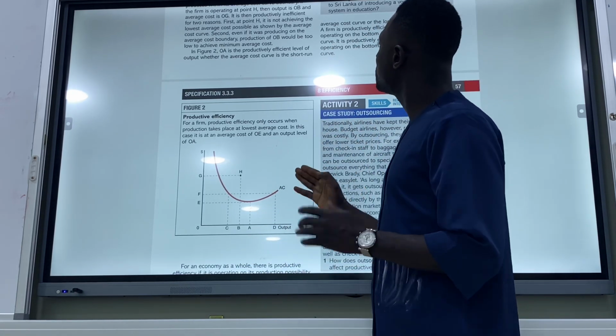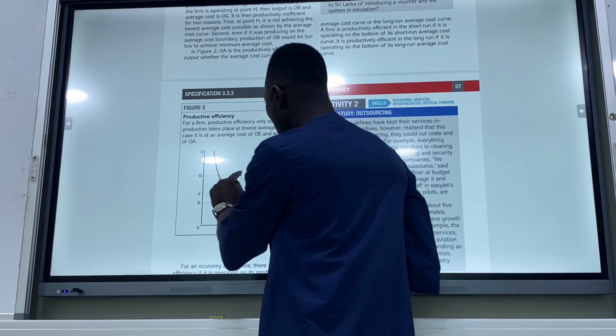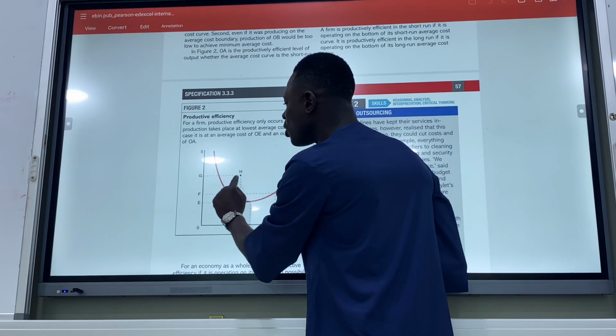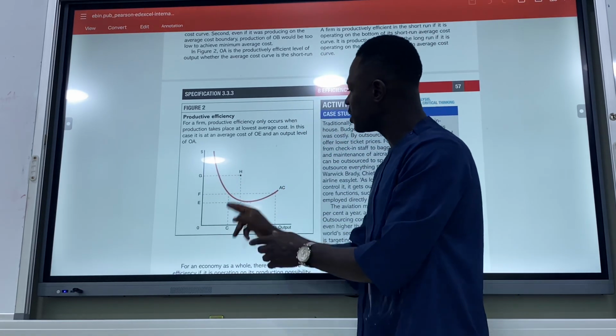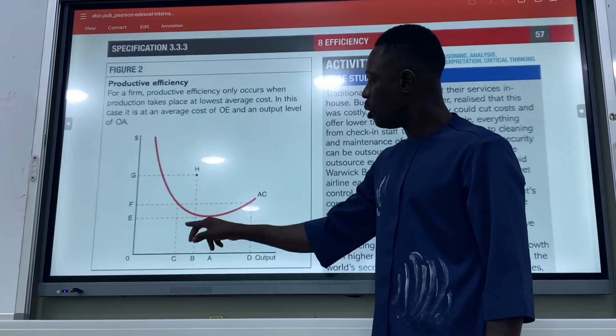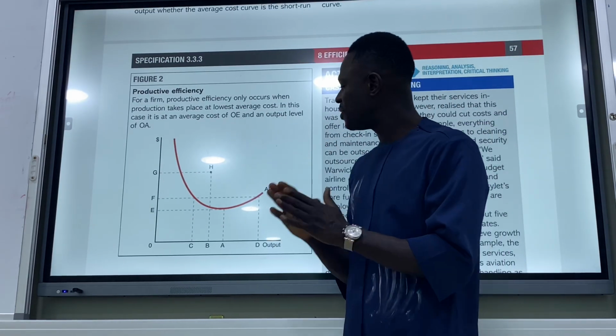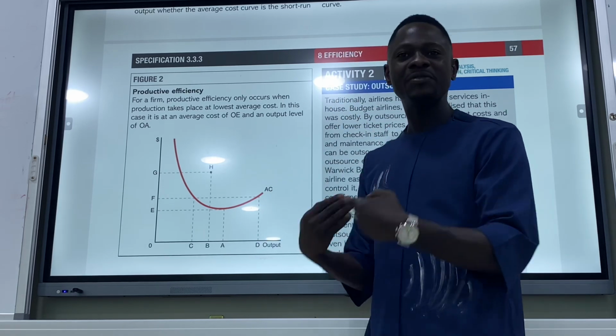It is productively inefficient because, first, at point H, it is not achieving the lowest average cost. At point H, it is at the highest cost of production, which is at G, OG, which is not good for the firm. And that's the first reason why it is not productively efficient. That's why it is productive inefficiency.